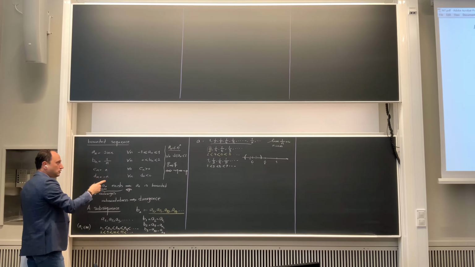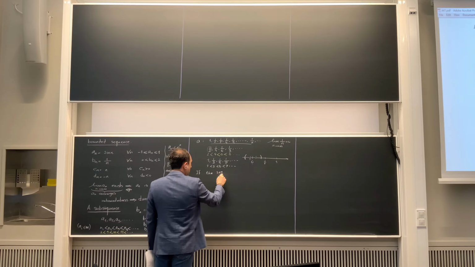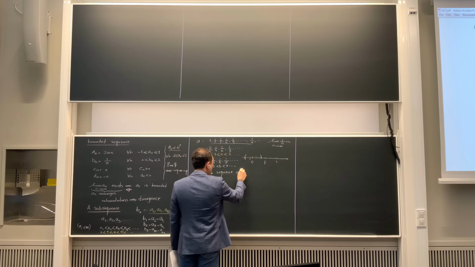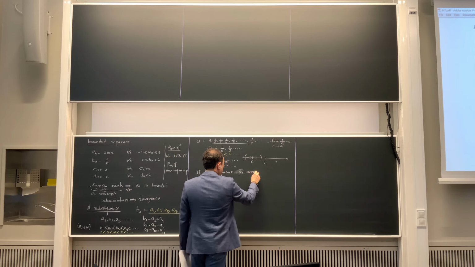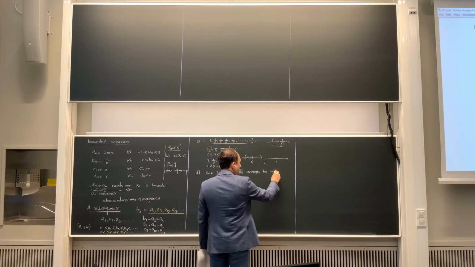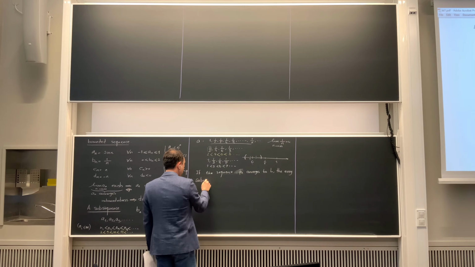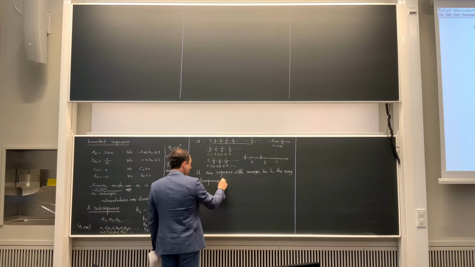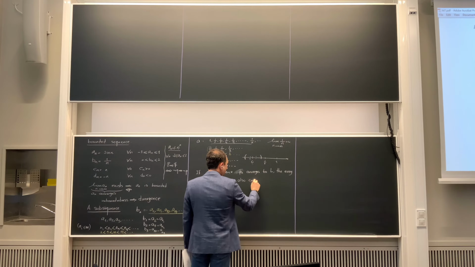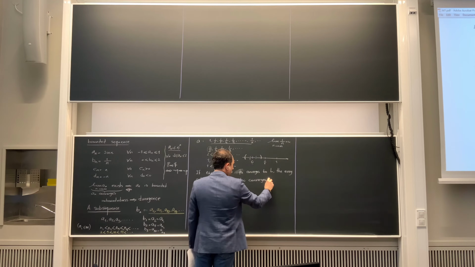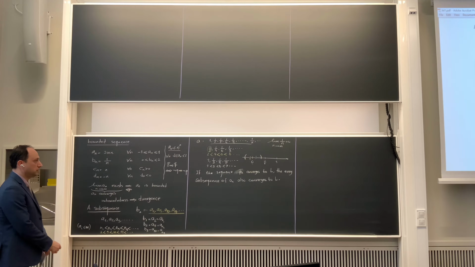If the sequence a_n converges to L, then every subsequence of a_n also converges to L. The real proof is based on exactly this idea, but you have to make it more precise when you write it. Intuitively, it is very clear.